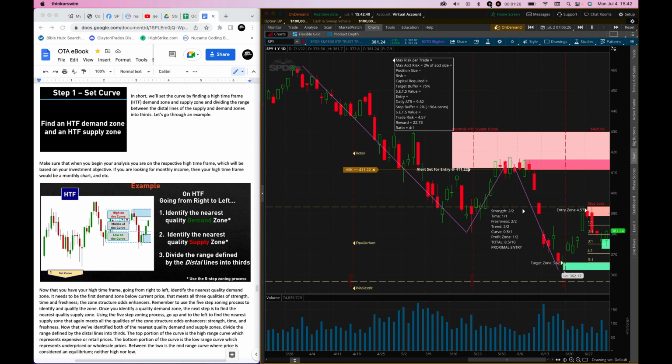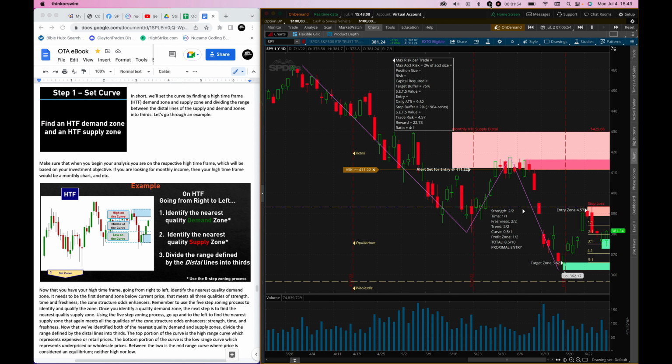Now that you have your high time frame, going from right to left, identify the nearest quality demand zone. It needs to be the first demand zone below current price that meets all three qualities of strength, time, and freshness, the zone structure odds enhancers. Remember to use the 5-step zoning process to identify and qualify a quality zone.